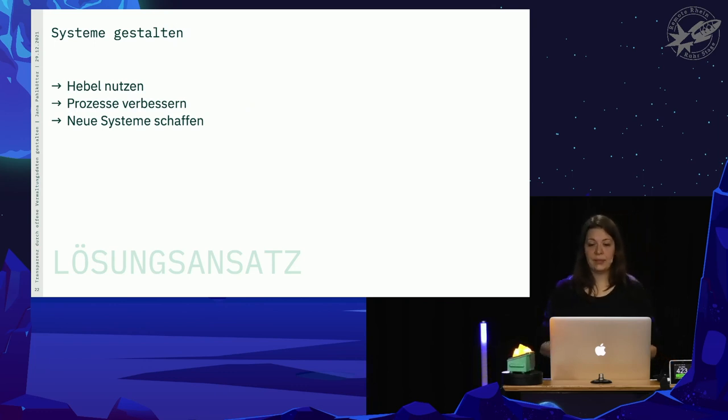So finally, we also need to shape the systems. As described, dark matter can be influenced, for example, by finding the right levers in the existing systems. And to identify such levers, we really need to look in detail into this dark matter. So for that, we always need to ask the question why, not only the question how. But systems cannot only be impacted in a disruptive way, they can also be shaped proactively.